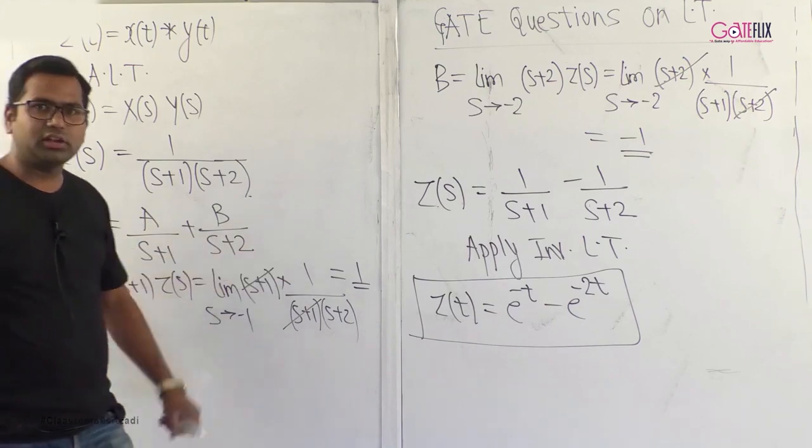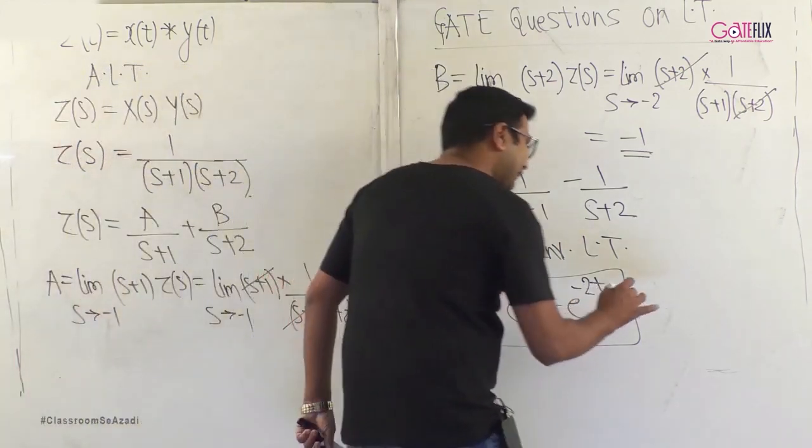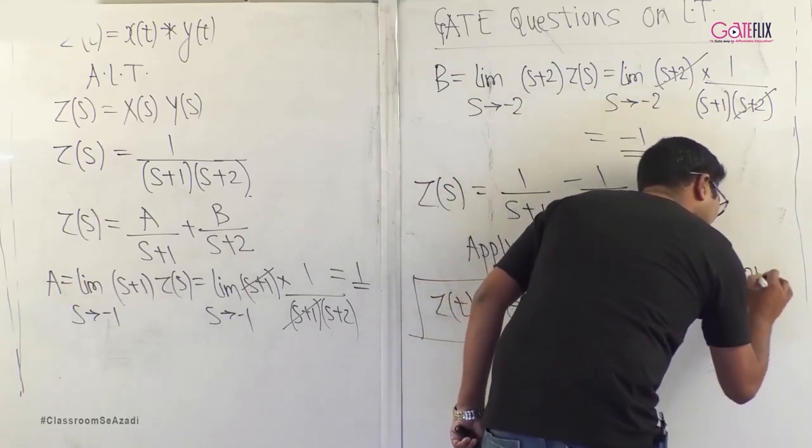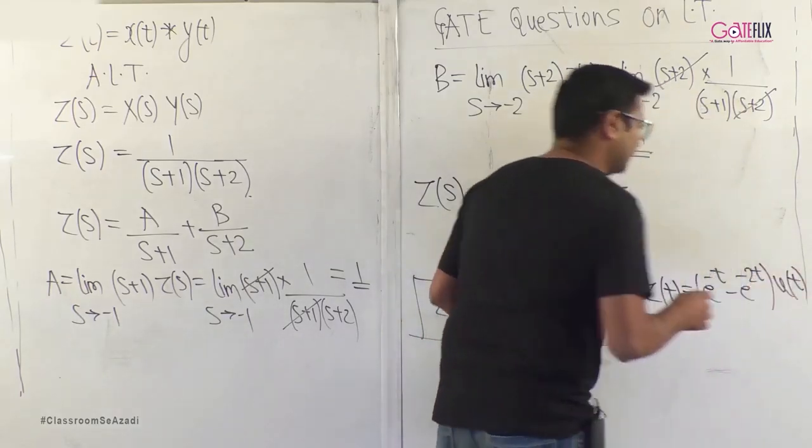Since the ROC is not specified in the question, I will express z of t as e raised to minus t minus e raised to minus 2t, multiplied by u of t.